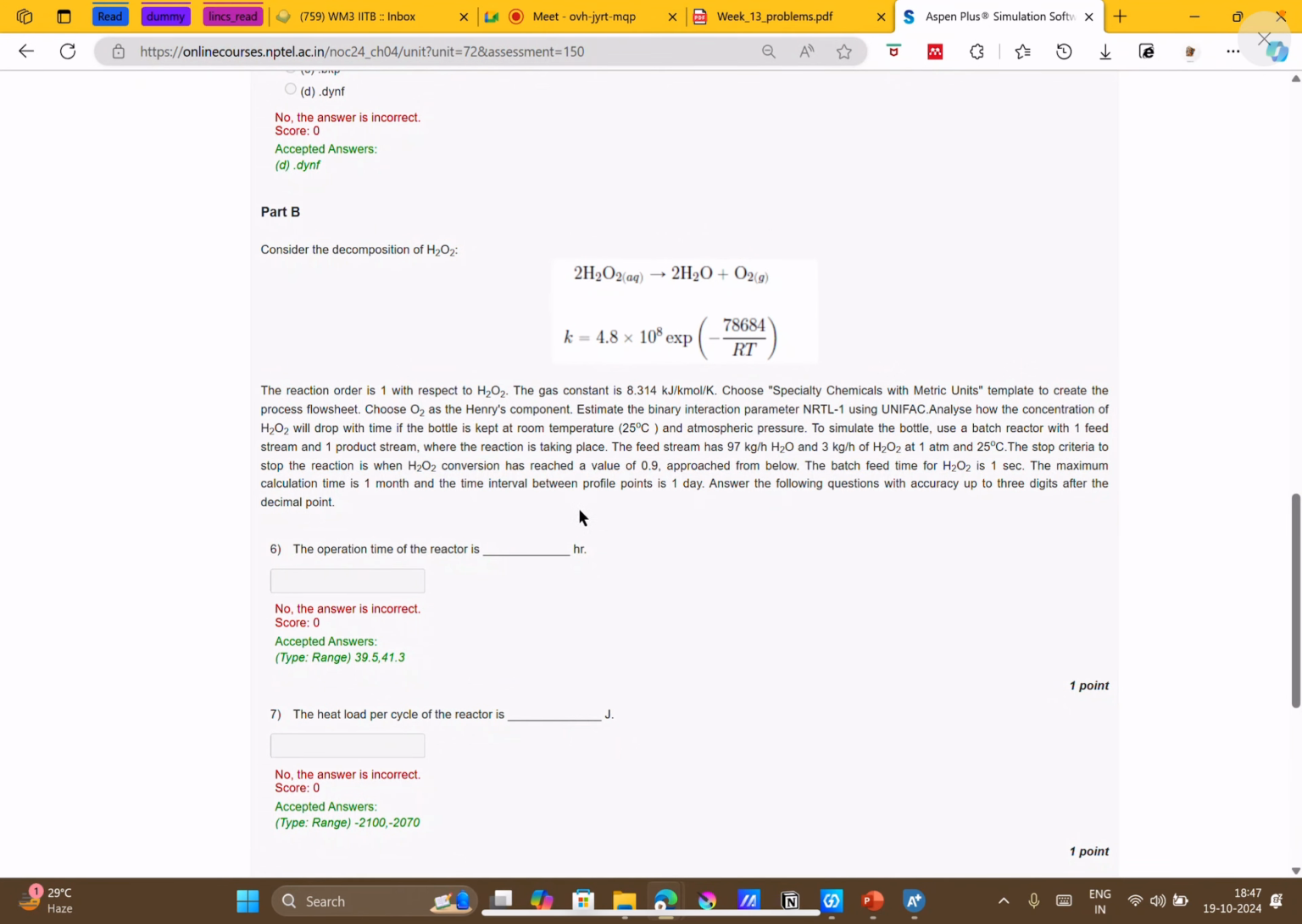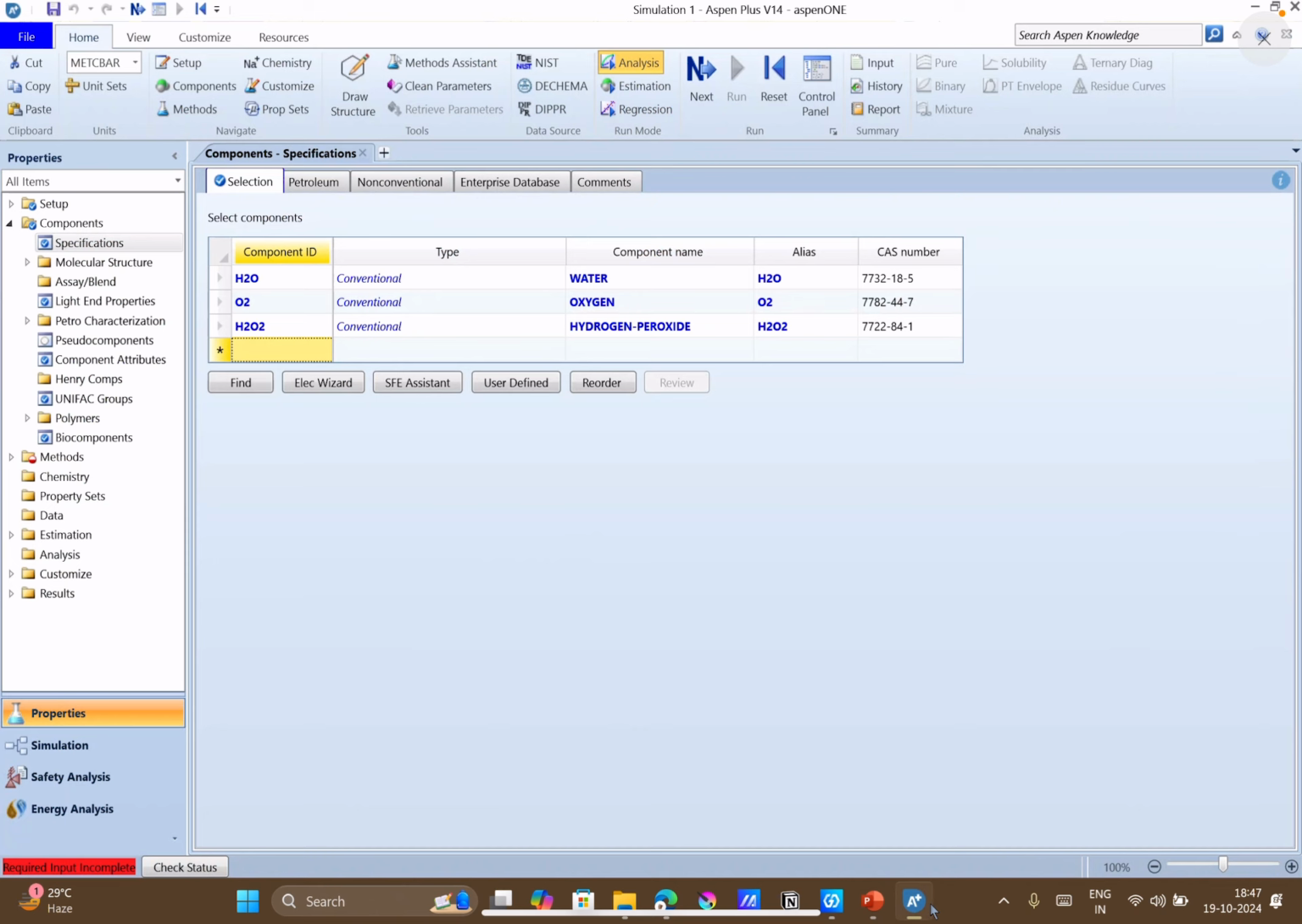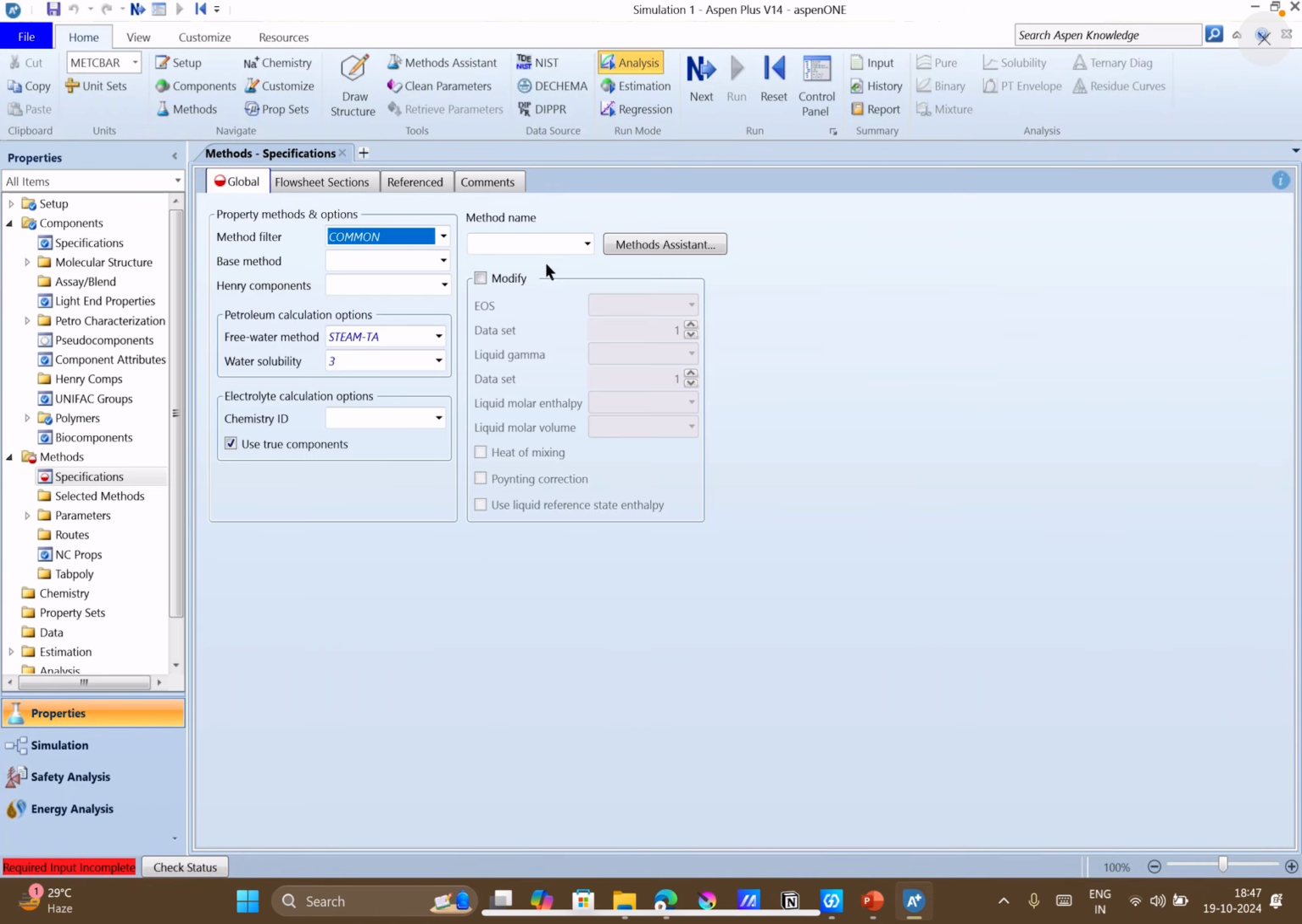So we have to choose specialty chemicals with matrix unit template to create a process flow sheet. This is fine. Choose O2 as the Henry's component. Estimate the binary interaction parameter NRTL1 using Unifac. Okay, so we have to use NRTL method. Go next. NRTL method.